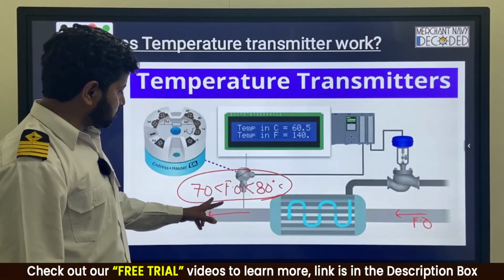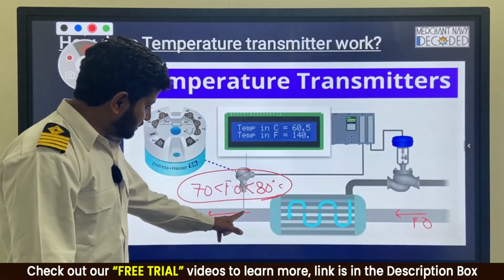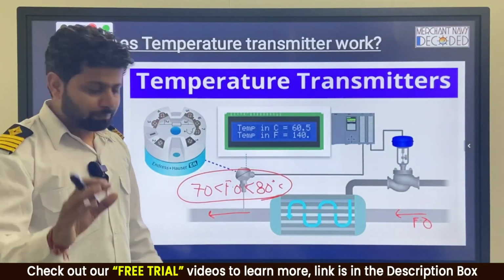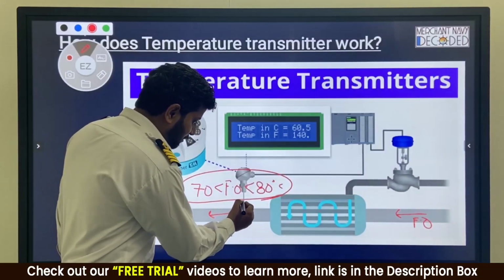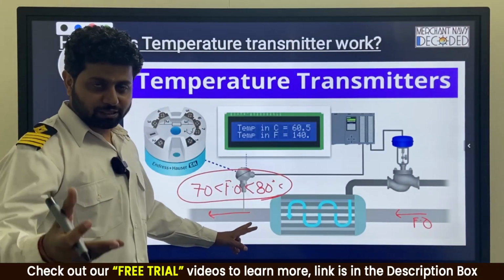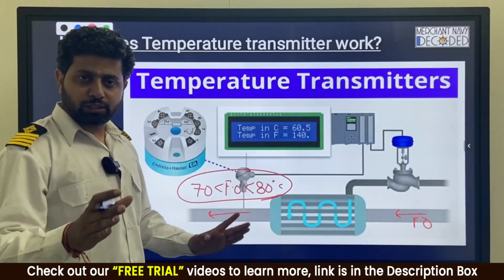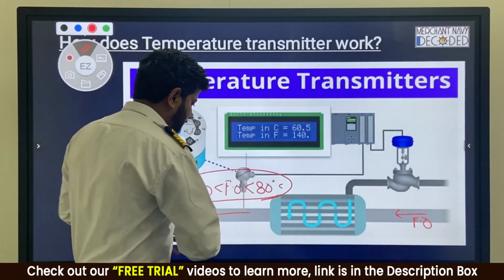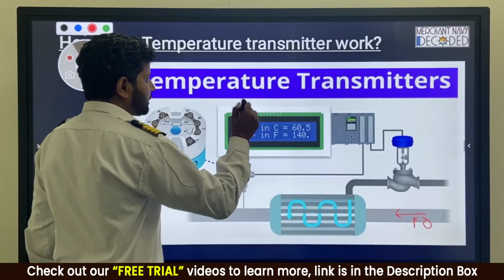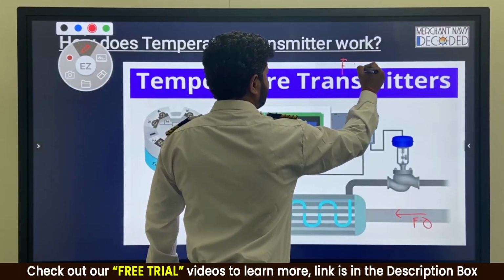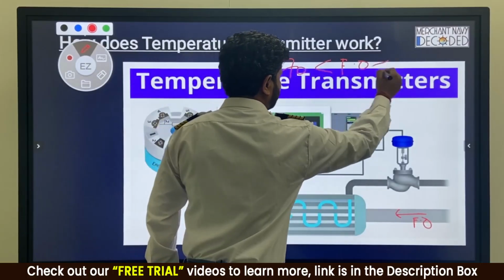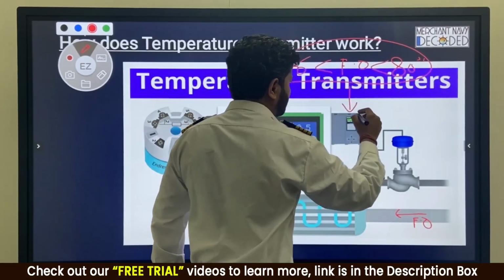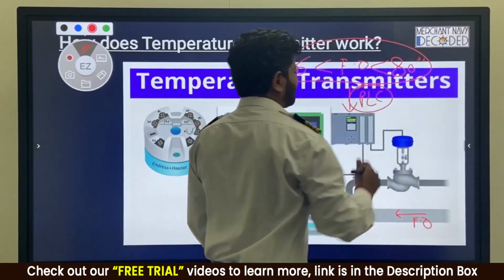So I want my fuel oil temperature to be between 70 and 80 degrees centigrade. There is a temperature transducer fitted over here, say an RTD type detector. As per the temperature, the resistance will change, which I am going to discuss later. Resistance will change, V is constant, so the current will change, and that current is measured and then sent over here. So let me draw it here. Fuel oil temperature should be greater than 70 but less than 80 degrees centigrade. This is what I have programmed and put in the PLC controller. We'll discuss the PLC controller later, but it's a memory thing.